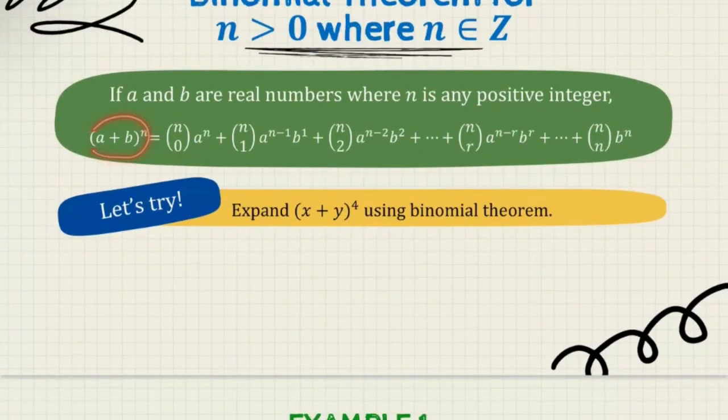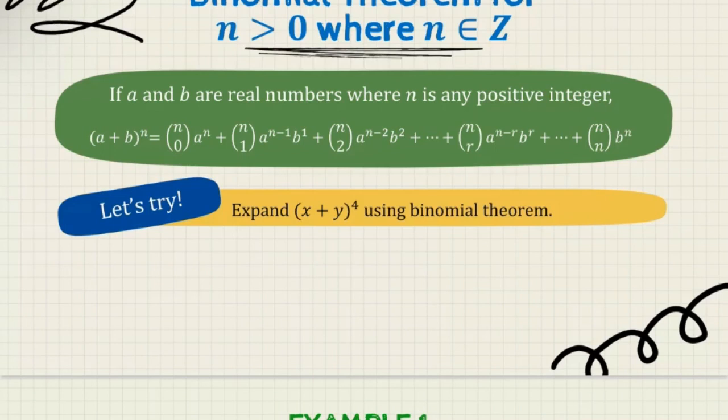Ini kan kita akan start dengan nC0, a power of n, b power of 0. And then nC1, a to the power n-1, b to the power 1, plus something. So kita dah nampak dah this one, pattern dia adalah ini. nCr, a to the power of n minus r, b to the power of r. So ini sebenarnya adalah formula kepada r+1 terms.